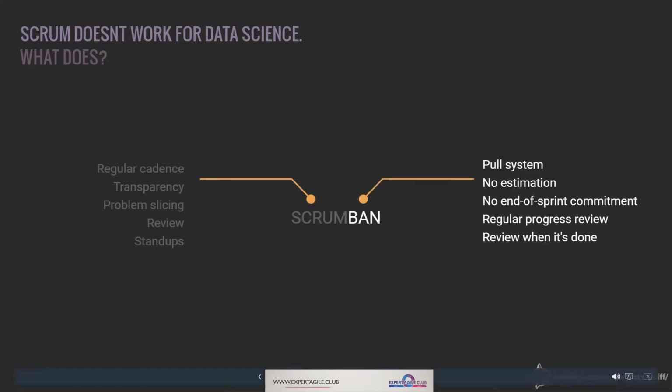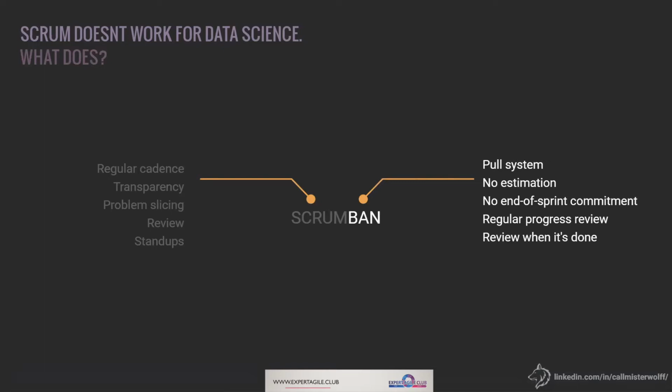We then borrow from Kanban the key elements that are very valuable in this situation. Not estimating, not having an end of sprint commitment. If a data scientist is unable to predict what they're going to do in 2 or 3 rounds of experiments, they're not able to predict and make a commitment to what they're going to do for the end of a sprint. So we drop that element completely.